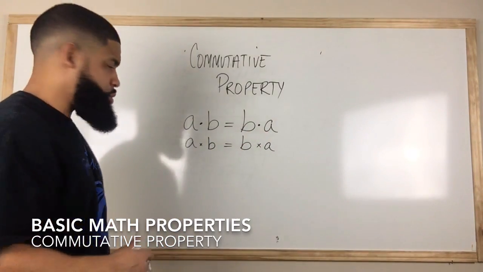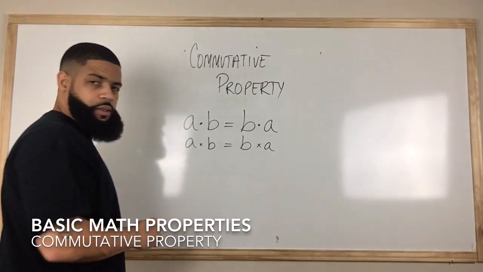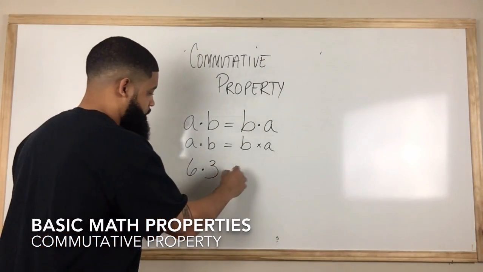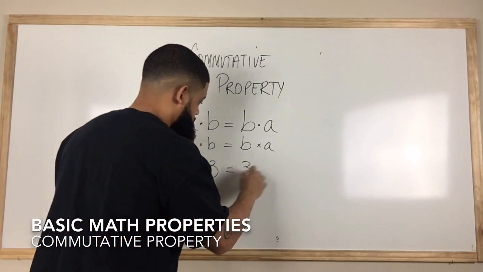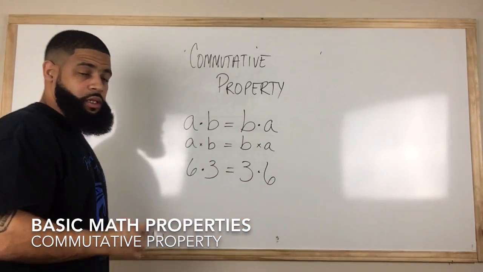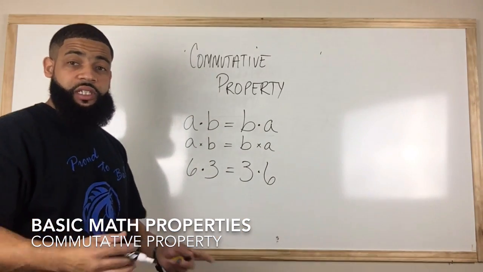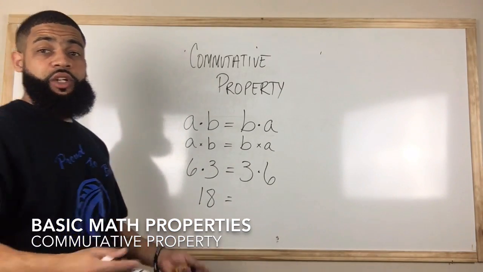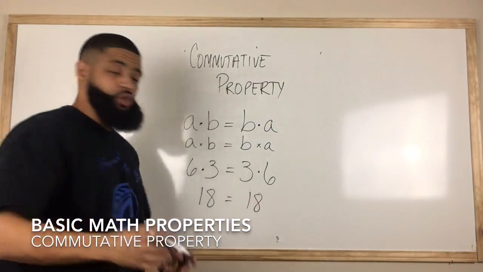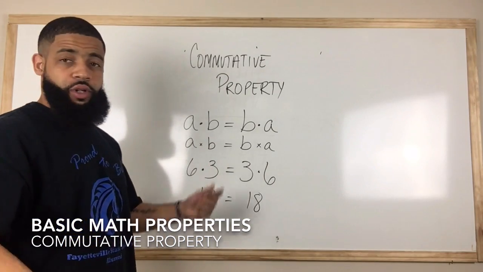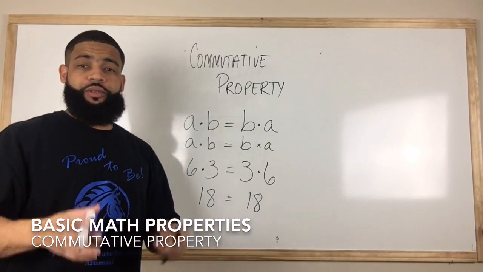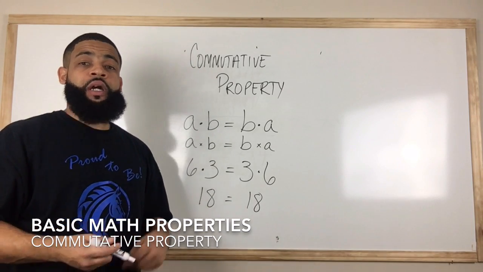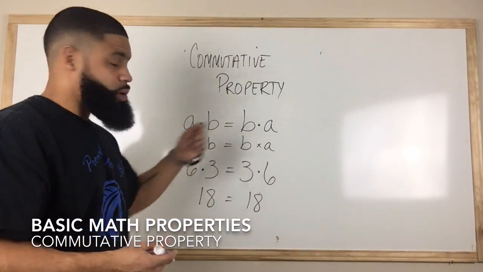So let's use some numbers. How about 6 times 3 is equal to 3 times 6. On the left-hand side, 6 times 3 is 18, and on the right-hand side, 3 times 6 is also 18. So as you can see, if I change the order of numbers when I multiply, I will still get the same value. So that's the commutative property of addition, and this one right here is multiplication.